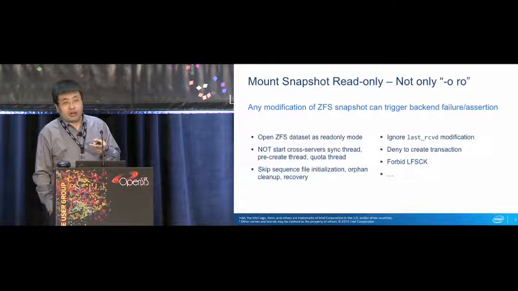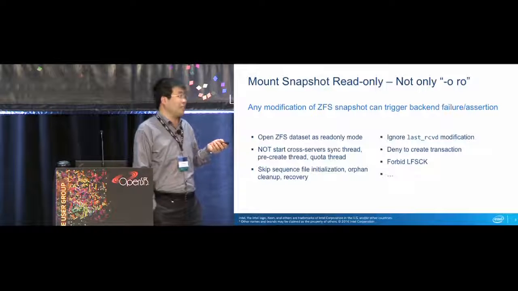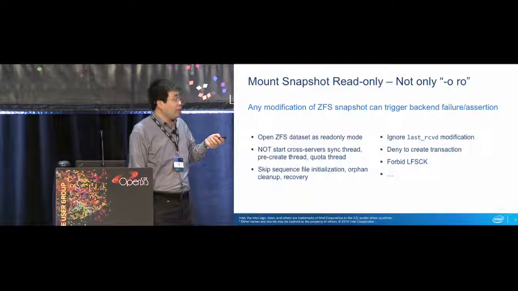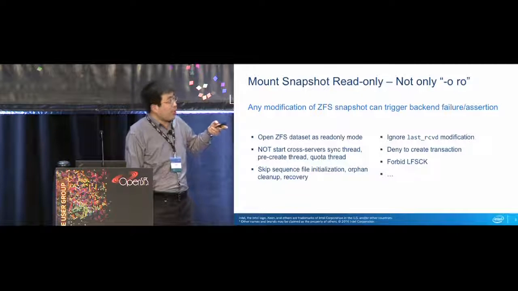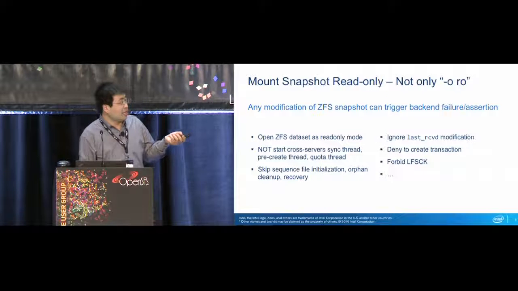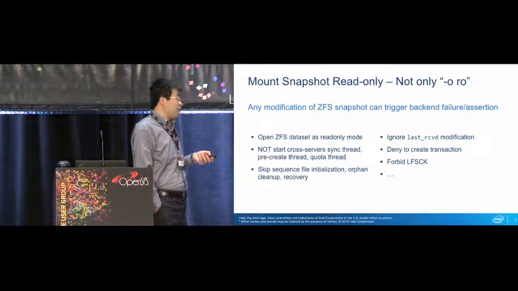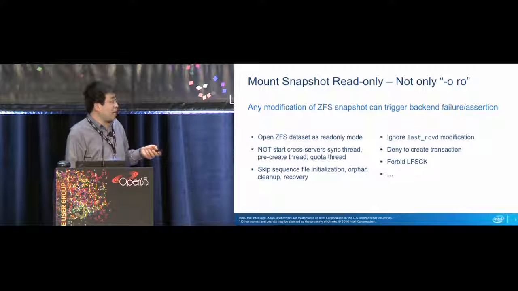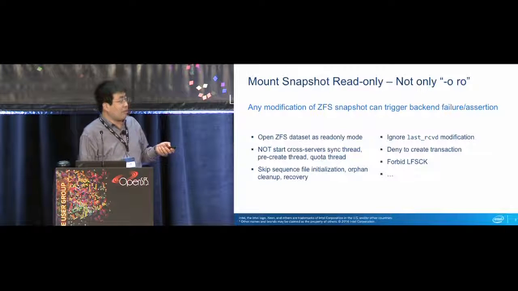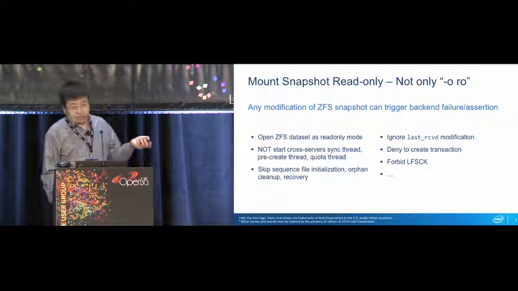Any modification or attempt to modify the ZFS snapshot will trigger a backend failure or alert. So we have to be careful to filter out all possible modifications during the mount, including the following: we open the ZFS dataset in read-only mode, and do not start the cross-server sync thread, neither the pre-create thread nor the quota thread, and skip sequence file initialization, orphan cleanup, and recovery, ignore last_rcvd file modifications, deny creating transactions, forbid LFSCK, and so on. A lot of things.